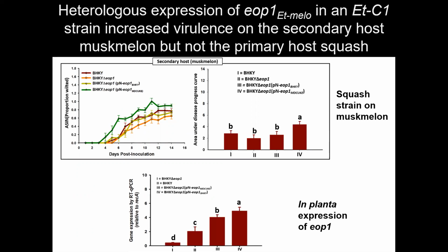So we confirmed our findings with a qRT-PCR expression assay using xylem sap extracted from infected plants. And it actually showed that we had in planta expression of our construct. So these findings demonstrate that Eopt1 functions in host-specific virulence. That is, virulence that is specific on a muskmelon host.